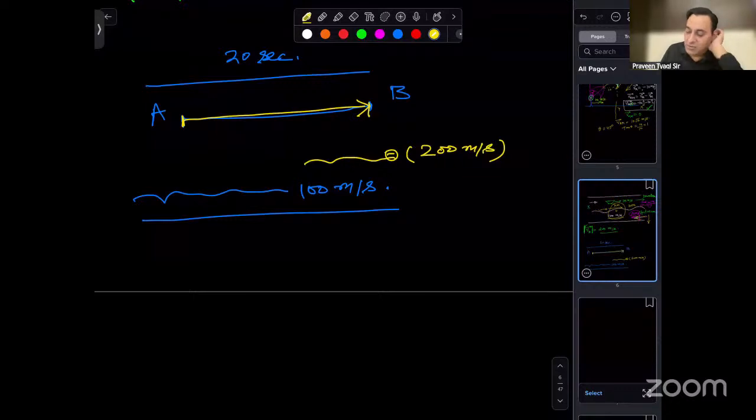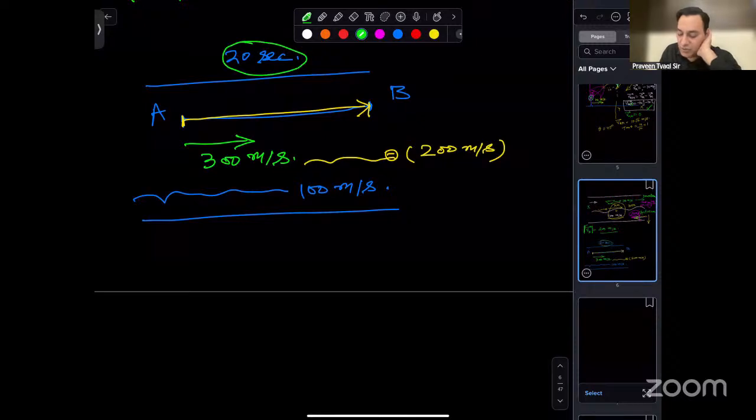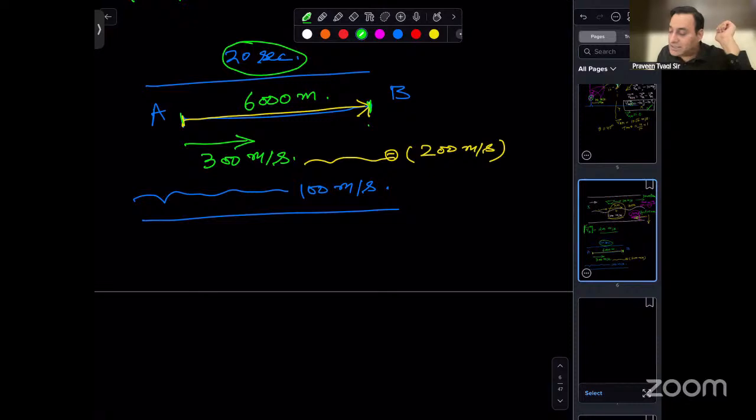Now, let's see. How much is AB? How much was his velocity when he was going downstream? His net velocity was 300 meters per second. In 20 seconds, how much would he have moved? 300 into 20, velocity into time, speed into time. So the distance covered is 6,000 meters. Now, if he has to return from B to A, while returning, his speed.